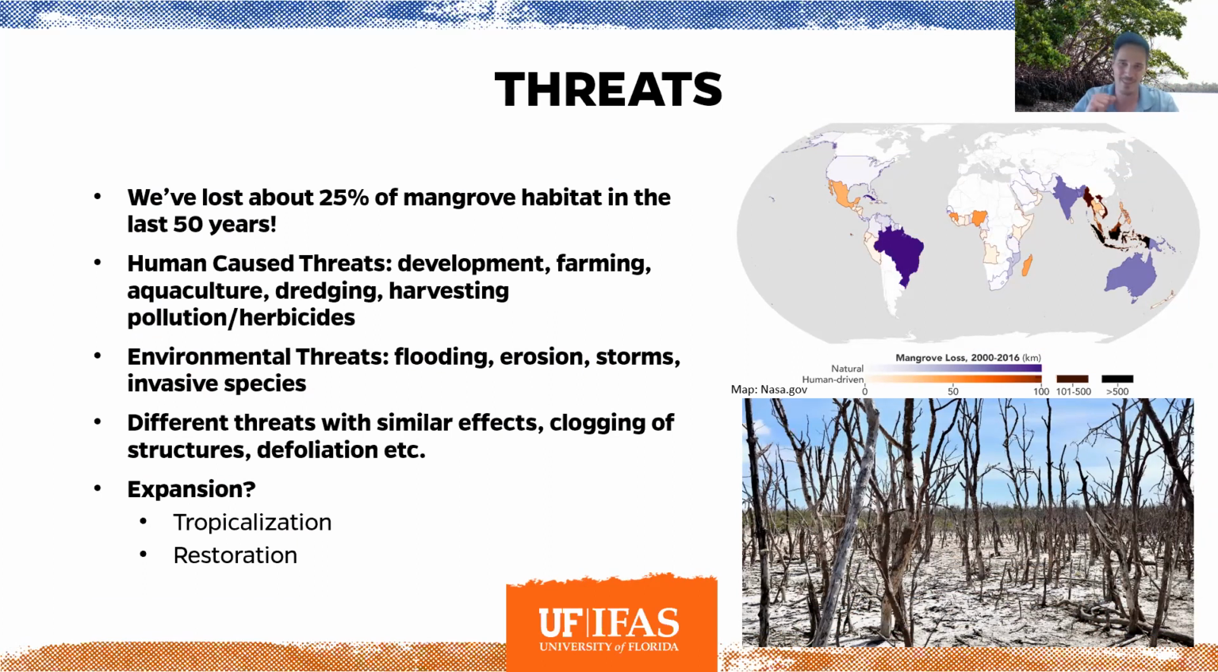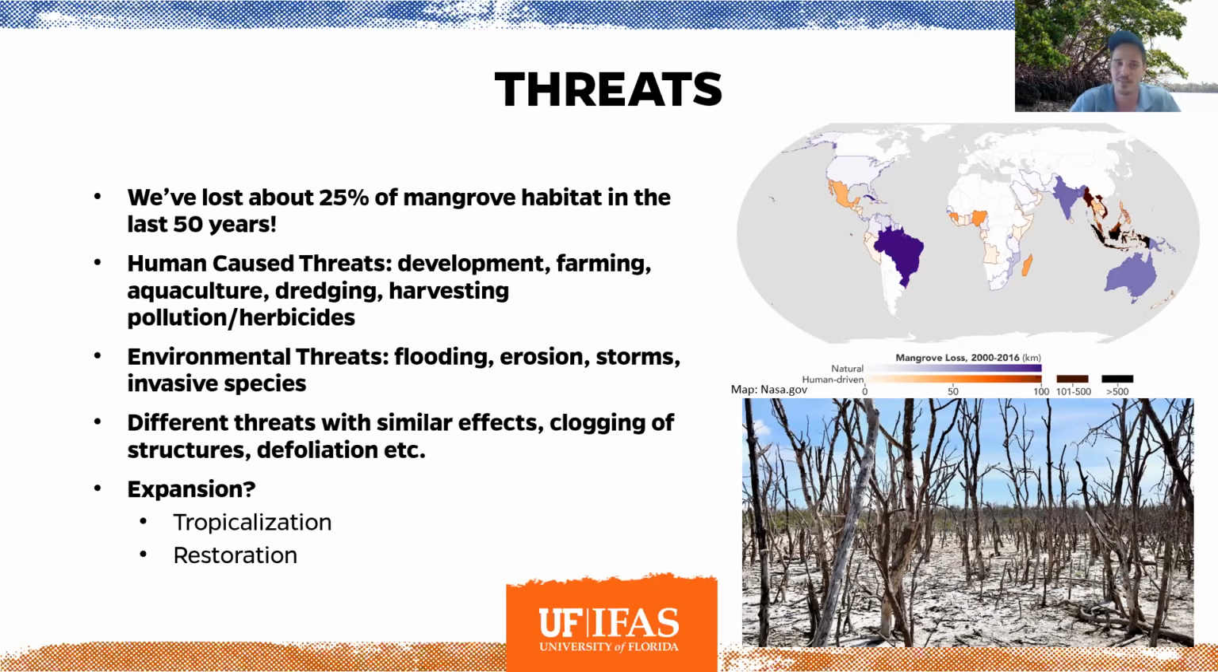So defoliation can be a stress on some mangrove species like red mangroves, which are not as great at recovering as black mangroves, which could maybe even start from a branch that doesn't have any leaves. So that's one implication there. And then different threats can have similar effects.